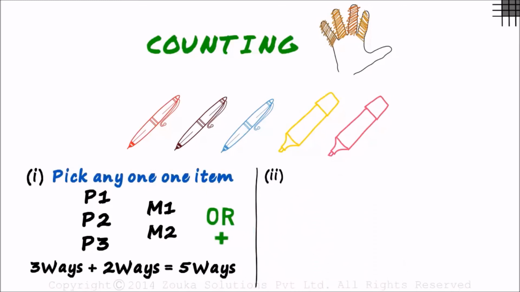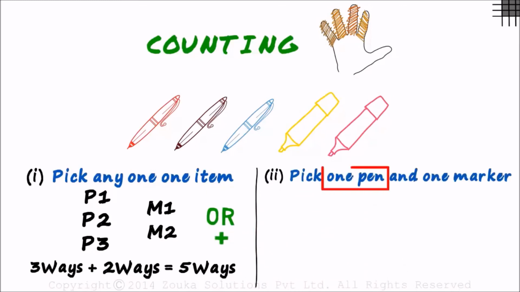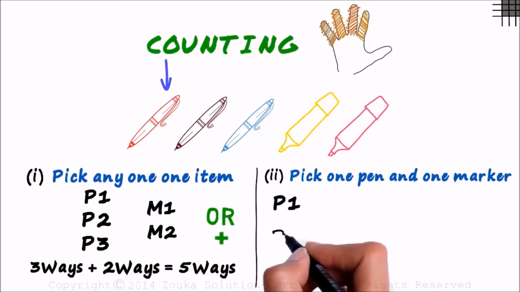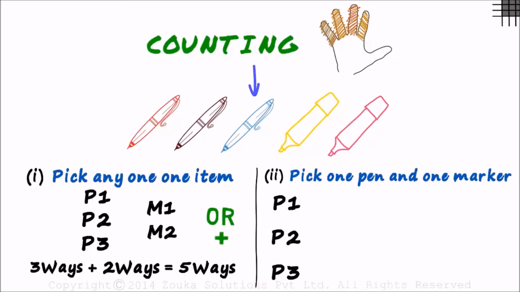Now let me ask you another one. In how many ways can we pick 1 pen and 1 marker? 1 pen and 1 marker. Tell me what you think. We have to pick a pen and a marker. In how many ways can we pick a pen? We pick either the first or the second or the third. Now, having picked 1 pen, we need to pick a marker.